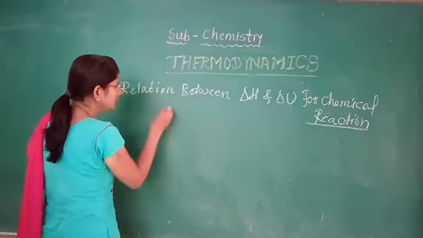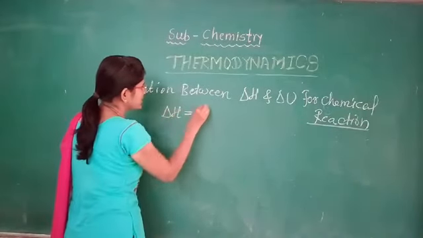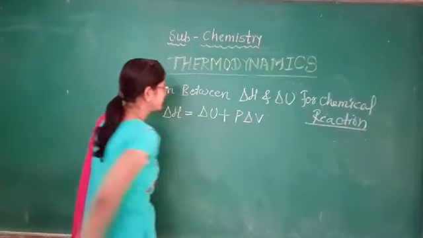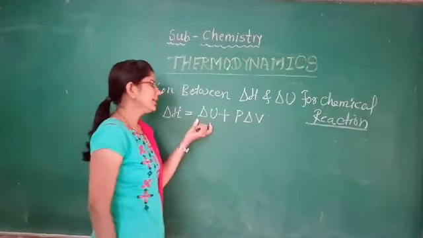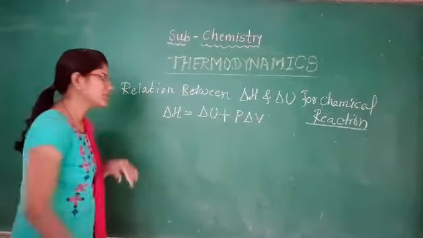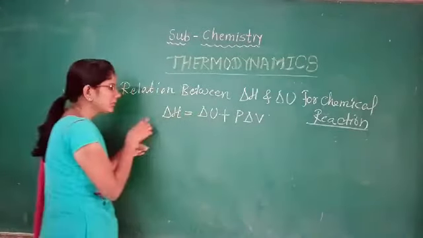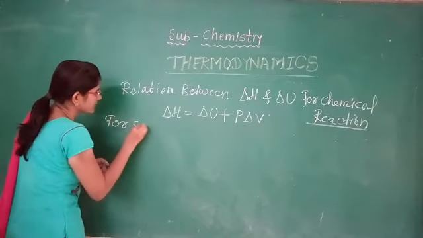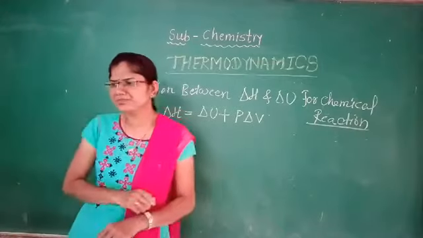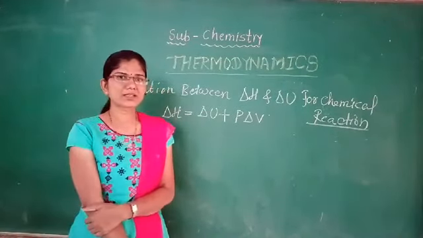For that, we know the change in enthalpy is given by the expression delta H equals delta U plus P delta V. In a chemical reaction, first we see the relation between delta H and delta U for solids. And as we know, for solids there is a negligible change in the volume at constant pressure.